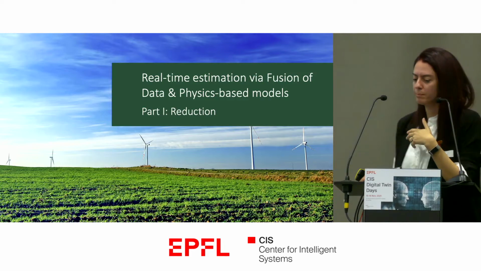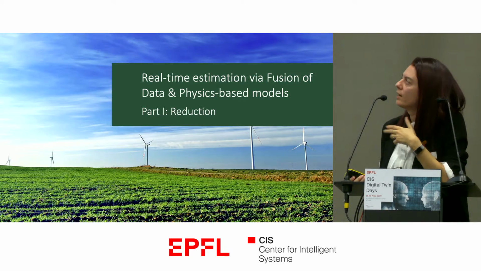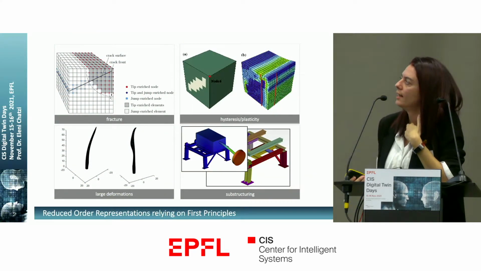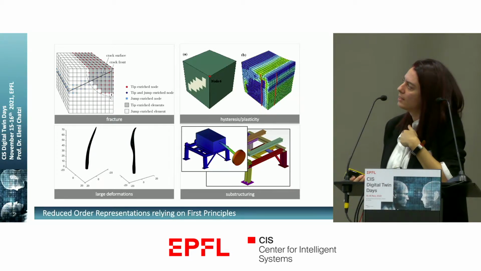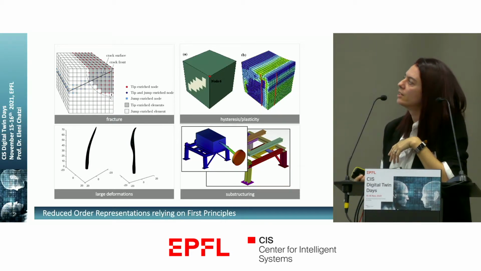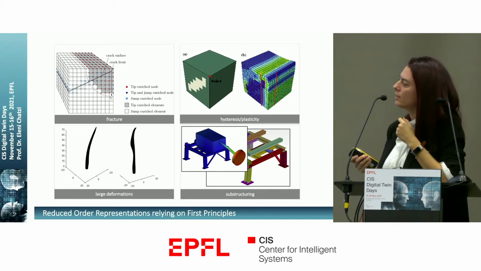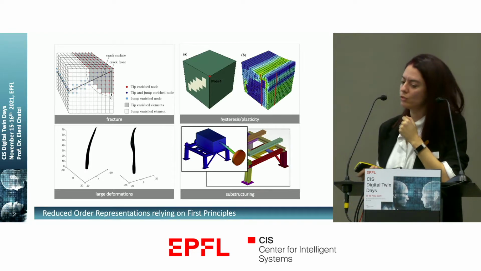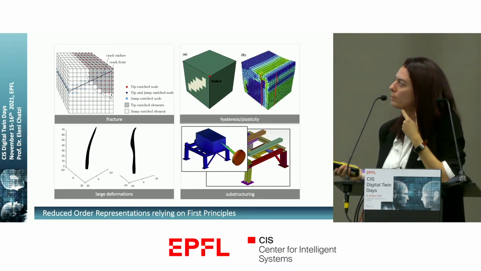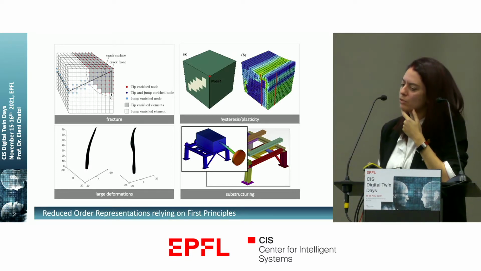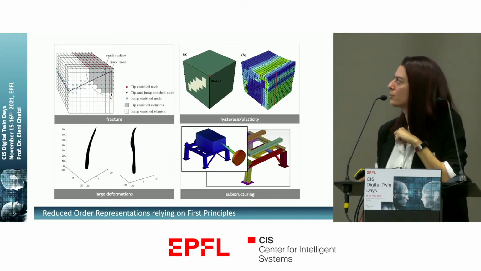And to do this in a way that makes sense for combining with data, we have to first discuss reduction. And so in our group, we have been developing different approaches, again, more from a civil engineering point of view, on reduced or accelerated modeling for fracture, for plasticity and hysteretic phenomena, which are quite important in case you're dealing with plasticity, for systems that are experiencing large deformations or geometric nonlinearity, as you would call it, but also for systems that are assemblies of multiple components, where we use substructuring to try and accelerate our simulations.